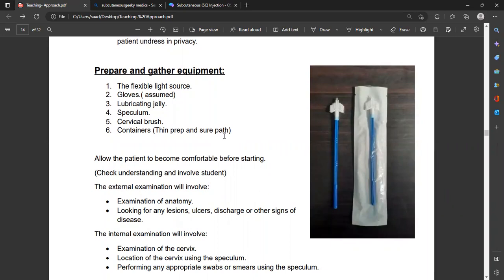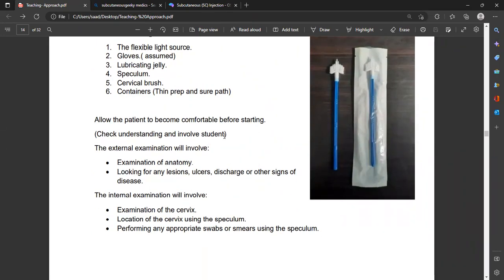Okay, there will be a flexible light source. In the real exam, yes, there would be a flexible light source. It is usually already adjusted, so there's no need to adjust it. However, if you think you need to show the examiner that there is a light, then you can just pretend that you're adjusting the light. Otherwise, there is no need to adjust the light.